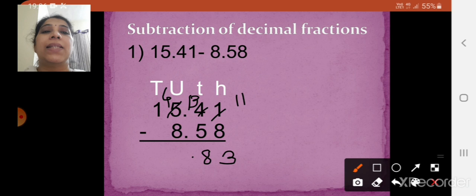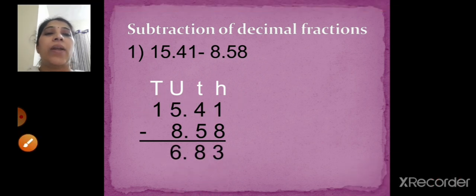Now 4 minus 8. You cannot subtract 8 from 4. So you are going to borrow 1 from the tens place. So in the tens place it will become 0, and in the units place it will become 14. So 14 minus 8 is 6, and this will be 0 only, right? So your answer will be 6.83. So you have seen children, it is a normal subtraction only, like for other numbers how you carry out the subtraction, in the same way it is, only you have to see where you have to put the decimal point, right children?